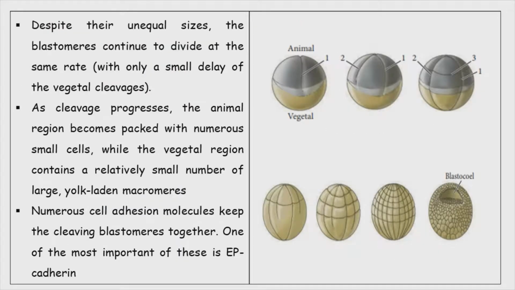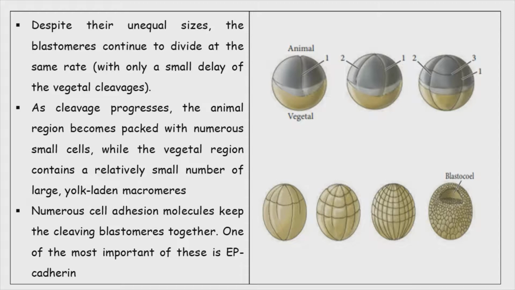So the next cleavage is the fourth cleavage, which is a set of cleavage in which the planes are vertical, which divide yolkless micromeres more rapidly than the yolk-rich macromeres, and as a result of the fourth cleavage, there will be the production of 16 blastomeres. And at this stage, in case of frog, the blastocoel starts to appear.